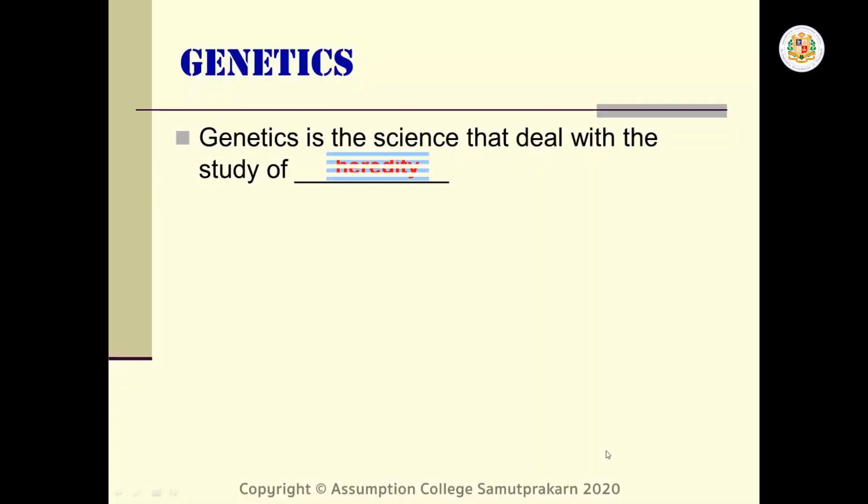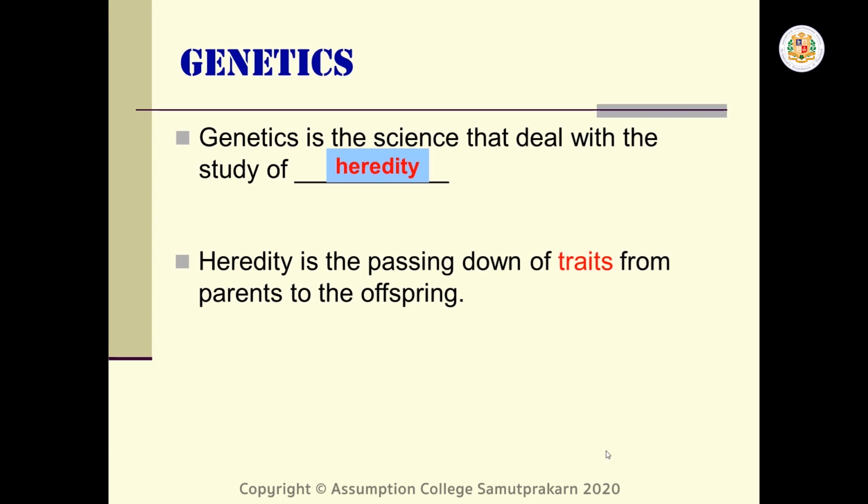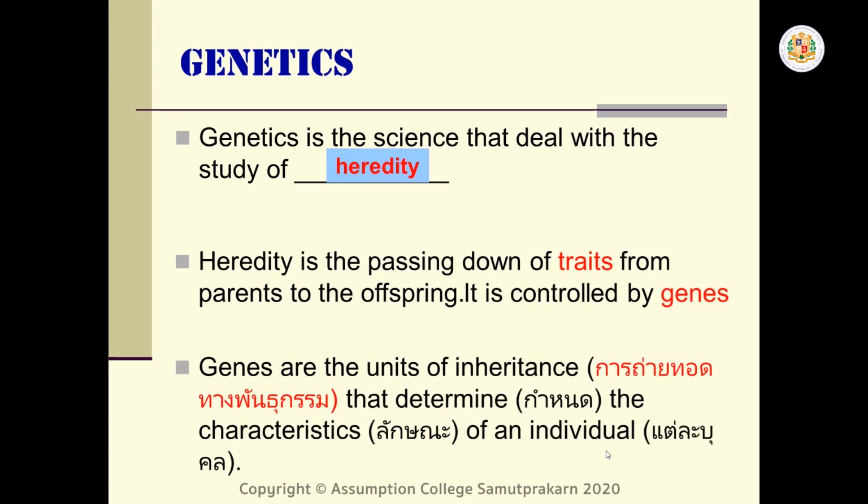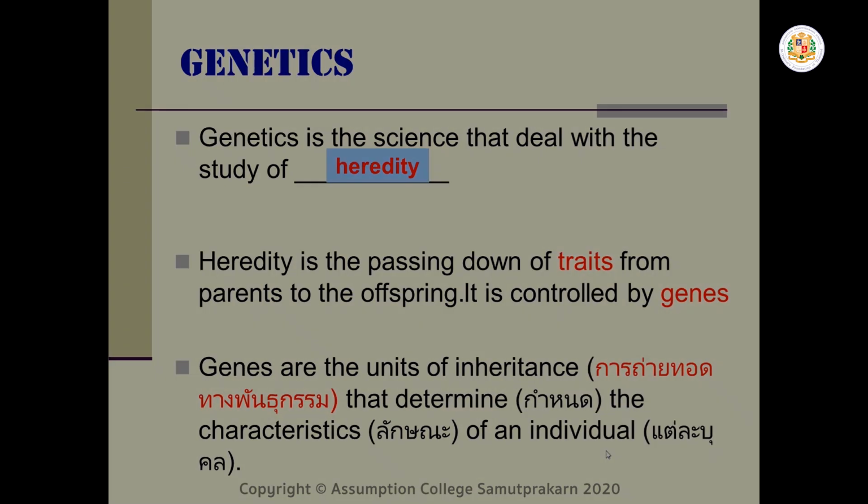So let's have our review. Genetics is the science that deals with the study of heredity. Heredity is a passing down of traits from the parents to the offspring. Genes are the units of inheritance that determine the characteristics of an individual. Very good.